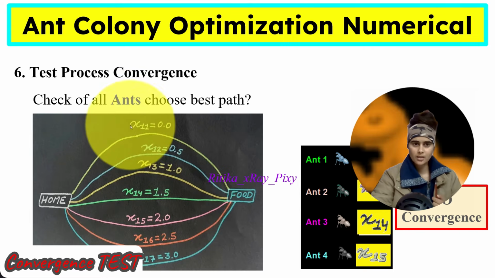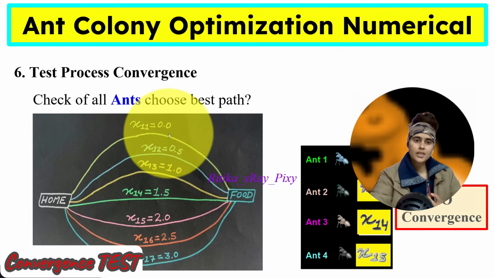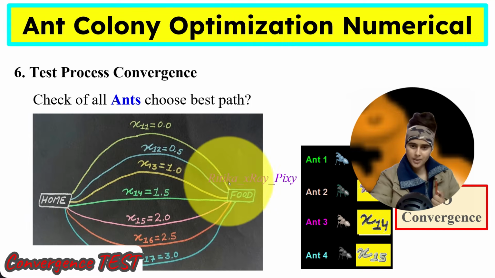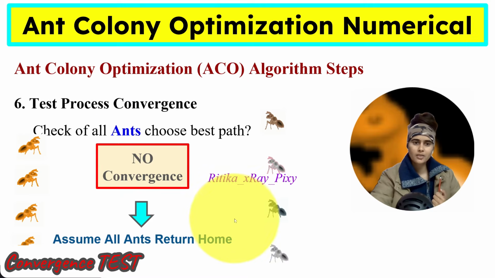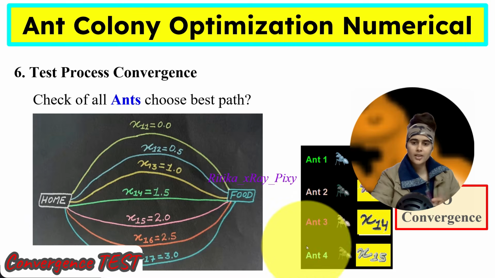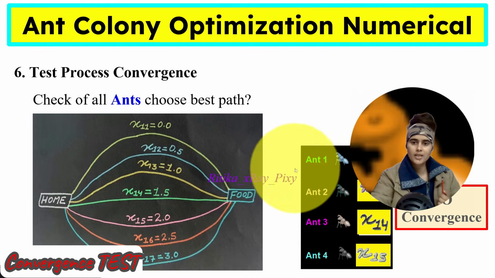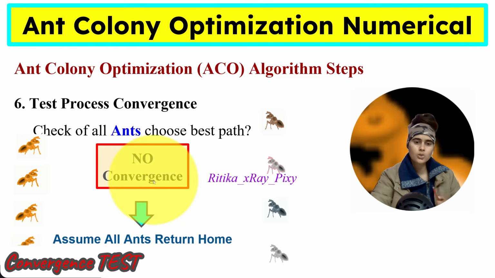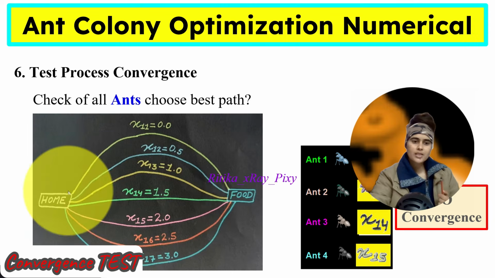Now we will test process convergence. Here we will check whether all ants choose the one best path or not. Right now you can see there is no convergence because all ants selected different routes, and the best route we have is for the first ant only and other ants are on different routes. So when there is no convergence, we will assume that all ants return to home and they will start food search again. Now all ants return to the home.